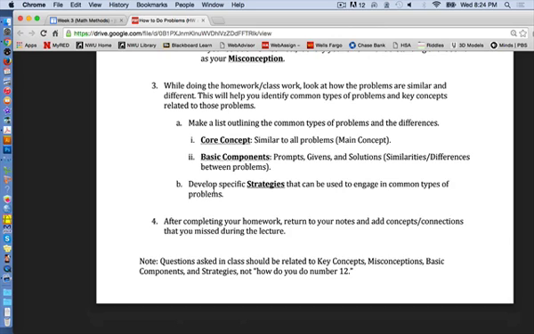At the very end, I want a core concept. What was the big idea in this whole entire section? Why did I do this homework? Then I want basic concepts. What were my givens? What were my prompts? What were my solutions? Do some of them have infinities? Some of them not have solutions? I want to know these things. All right? And then once we do all that stuff, return to your notes and add things that you learned. Modify your notes. That's a comprehensive homework strategy.